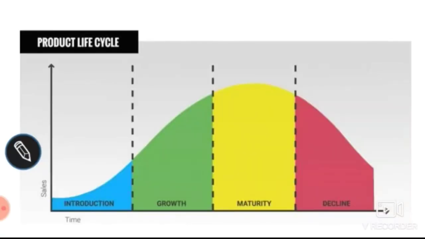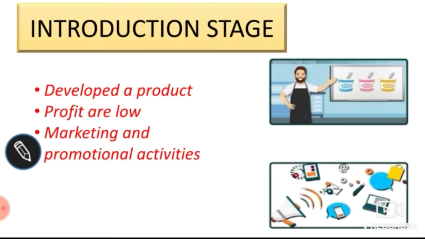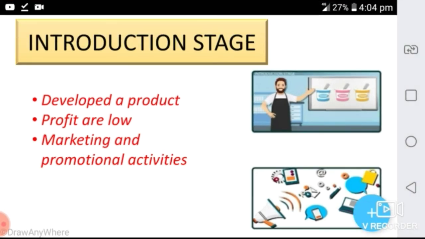Vernon established the product life cycle theory that every product has its own lifespan and goes through various stages from introduction to decline: introduction, growth, maturity, and decline. The first one, introduction stage. What is the introduction stage? When an organization has developed a product, it will be introduced. At this stage, profits are low and there are only a few competitors. And there are many marketing and promotional activities, because this is an introduction stage. We need marketing and promotional activities.